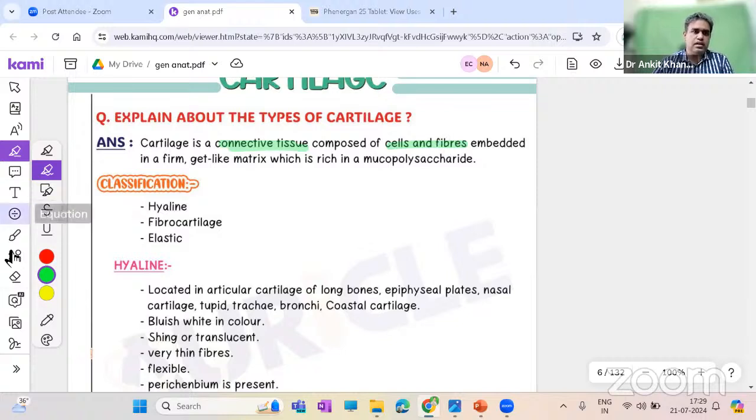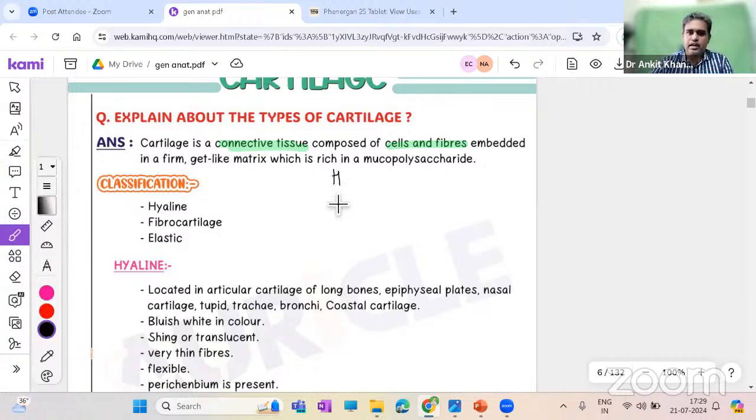There are mainly three types of cartilages. We have hyaline, we have elastic cartilage, we have fibrocartilage. Histology questions also come from this topic. So what is cartilage basically made up of? It will have some cells. Like the bone cells, we call them osteocytes, osteoblasts, osteoclasts. Similarly, in case of cartilages, the cells will be known as chondrocytes, chondroblasts. Chondro means cartilage.